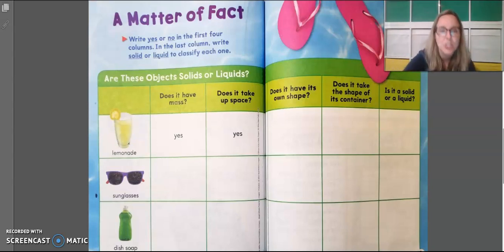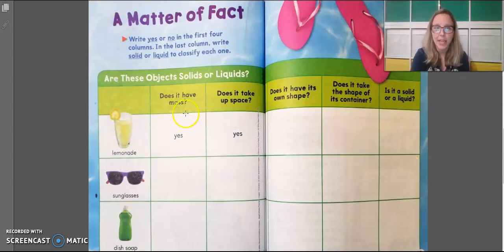Okay. So the lemonade. The first question says, does it have mass? Well, yes, because anything that takes up space has mass. Does it take up space? Yes, that's what makes it mass. Does it have its own shape? No, because if we were to pour that lemonade into something else, it would take the shape of whatever we poured it into. So we have to say no for that one. Does it take the shape of its container? Yes, it does. So for that one, you should put yes.